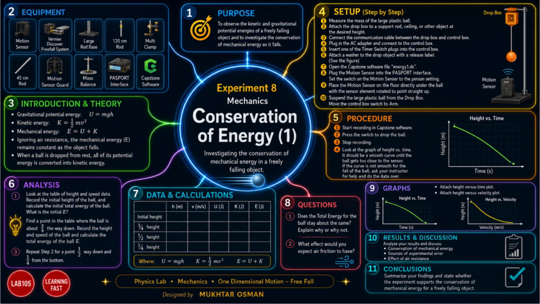Main title: Experiment 8. Mechanics. Conservation of energy 1. Investigating the conservation of mechanical energy in a freely falling object.